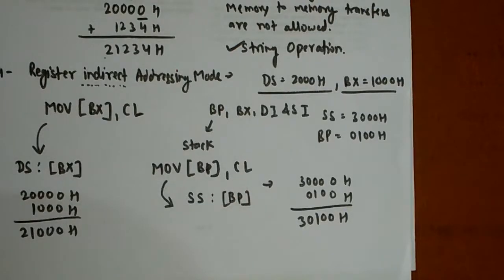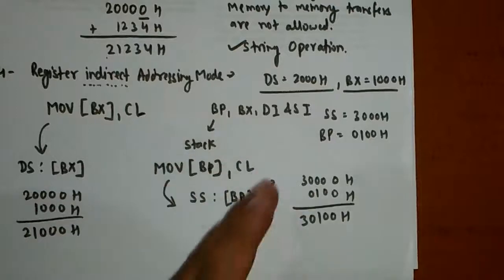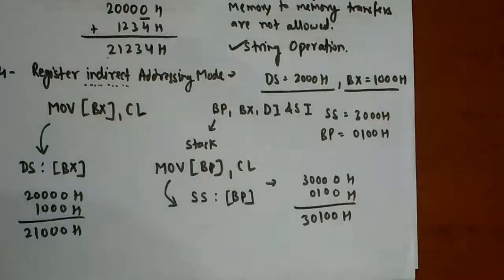So this was register indirect addressing mode. And similar is the case with DI and SI. If you are using DI or SI here, then the data segment will be the default segment register, right?